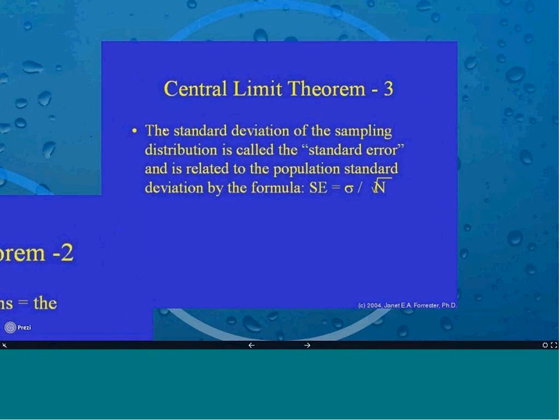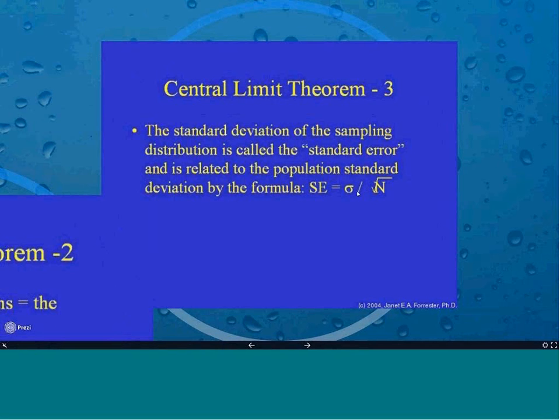Before this you have learned standard deviation. Now I'm going to introduce to you what is this standard error. So this standard error is related to the population standard deviation by this formula. So standard error SE is equal to your population standard deviation sigma. For the sample standard deviation we use small s.